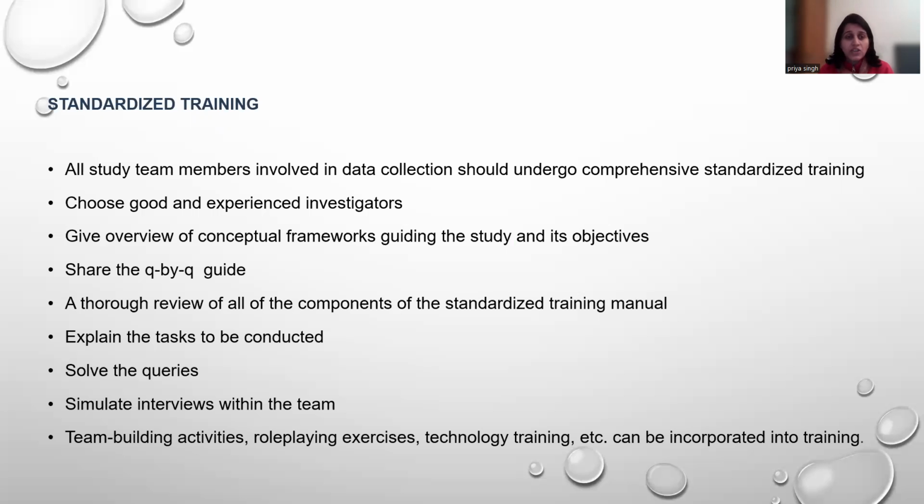We can even arrange simulated interviews within the team, and team building activities, role-playing exercises, technology training, etc. It all can be incorporated into the training.